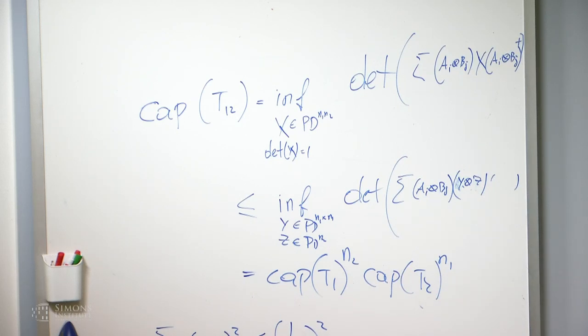The cool thing, which is harder to prove, is that there is actually equality here. But we don't need that for the proof. We only need the really easy side.